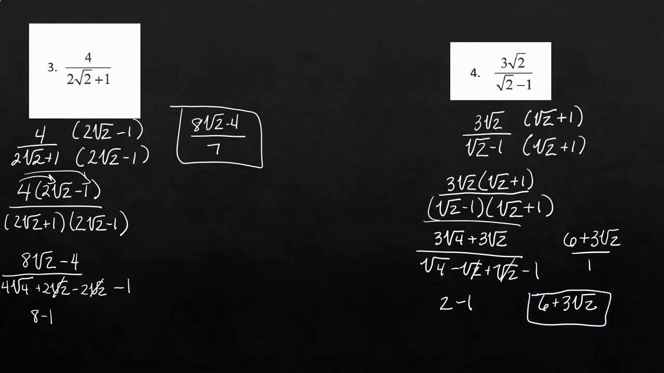Okay? One more. All right, we have 4 over the square root of 6 plus the square root of 1.